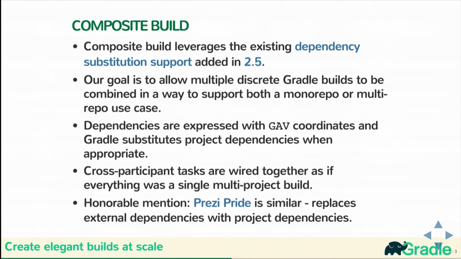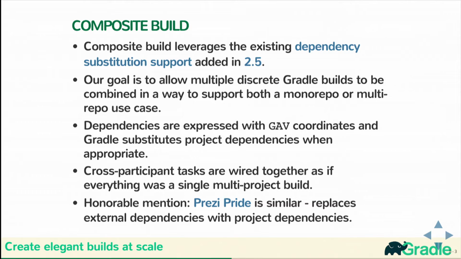So there's a lot of text here, but Composite Build builds on top of a feature introduced in 2.5 called Dependency Substitution. Basically, it allows you to say this coordinate, this group, this artifact, this version is substituted by this other project, or vice versa. And our goal is to allow you to take these multiple discrete, separate Gradle builds and combine them in a way that makes it look like a monorepo when it's convenient, or like a multi-repo when it's convenient to do that.